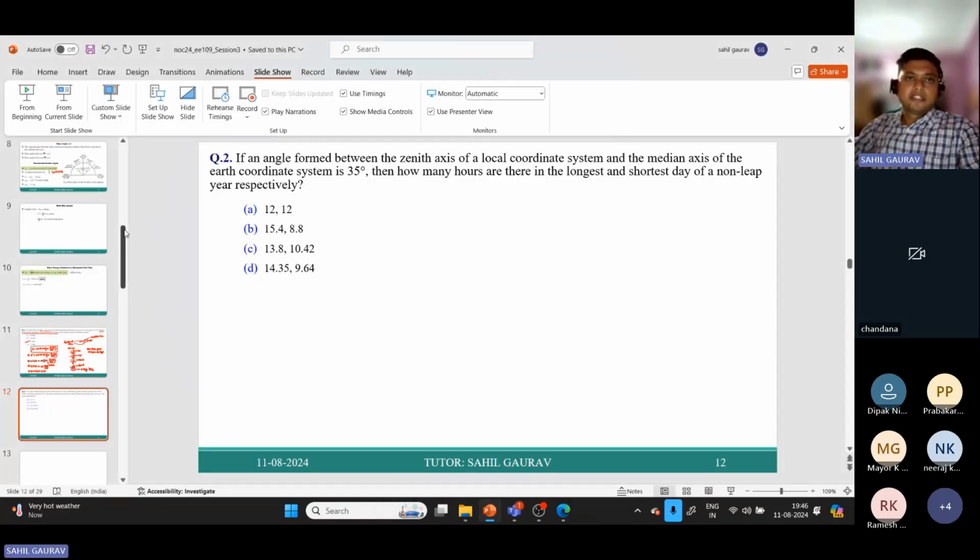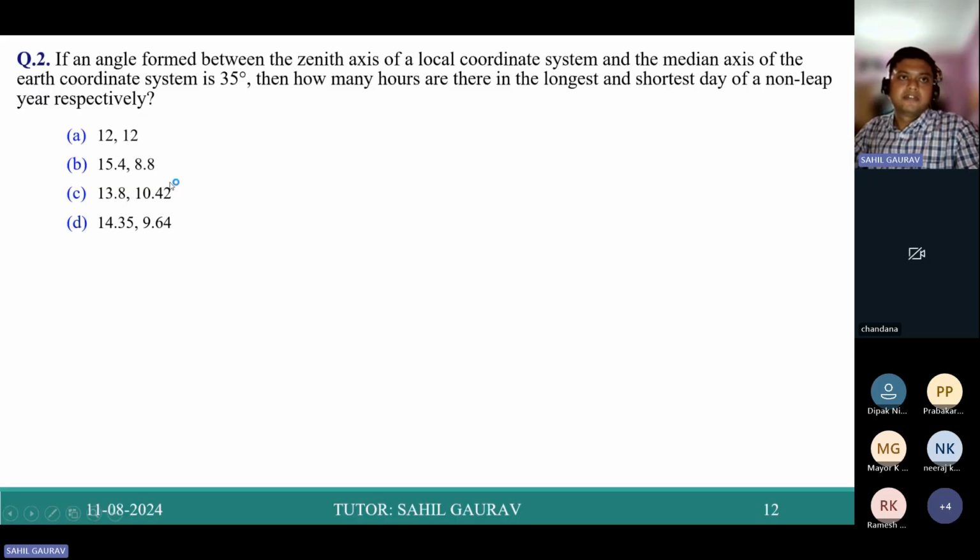So now coming to the next problem. If the angle found between the zenith axis of a local coordinate system and the meridian axis of the earth coordinate system is 35 degree, then how many hours are there in the longest and shortest day of a non-leap year respectively? The options are shown over here.